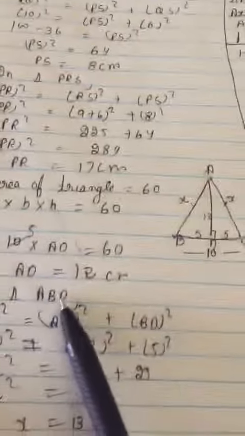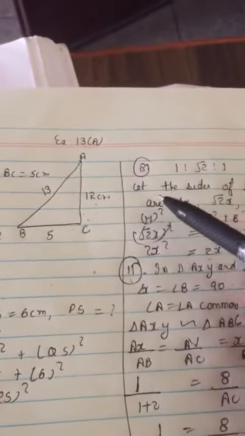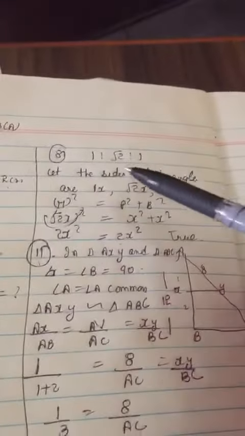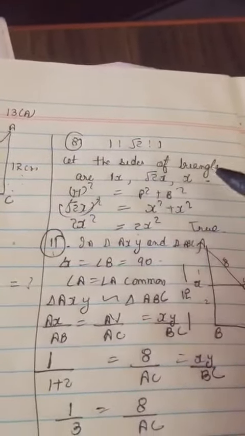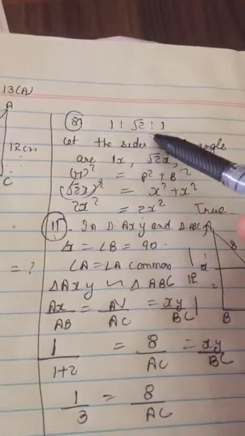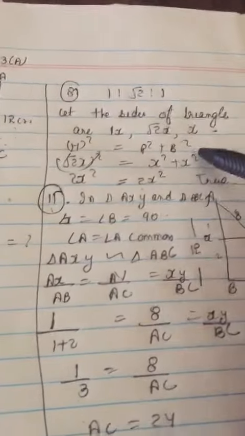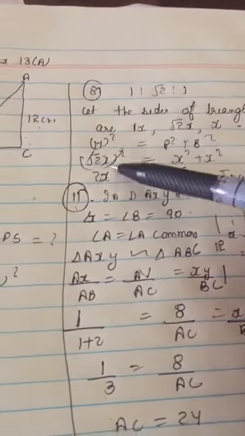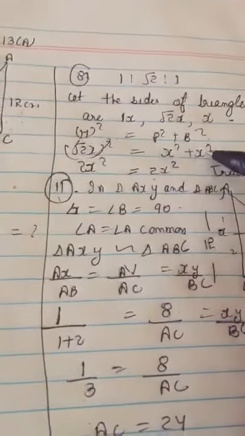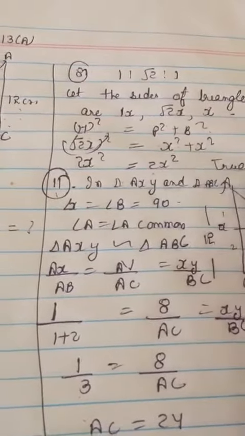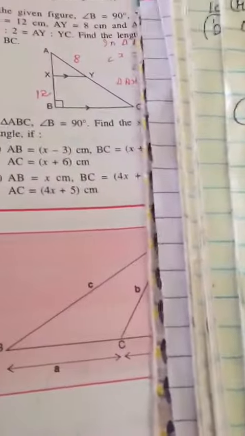Now question number 8. If the sides of a triangle are in the ratio 1 to 2 to 1, show whether it is a right angle triangle or not. So let the sides of the triangle be 1x, 2x and 1x. The formula is h square is equal to p square plus b square. This is h. Under 2x square is equal to x square plus x square. Both sides are equal. So true, it is a Pythagoras theorem, a right angle triangle.